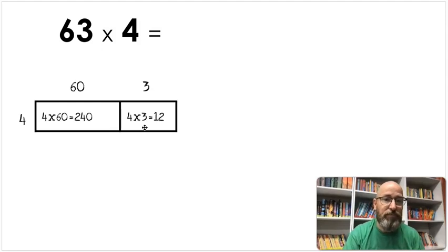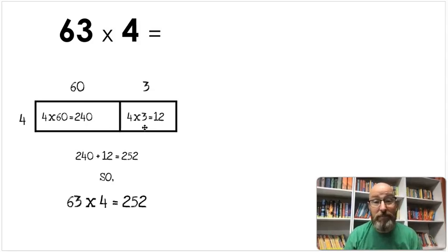So we're going to multiply 4 times 60 and get 24. And of course we know that because 4 times 6 is 24. So 4 times 60 is going to be 240. And 4 times 3 is 12. At this point in time, all we have to do is add those two products up, 240 plus 12. We get 252. So 63 times 4 is 252. How's that look? Simple enough?